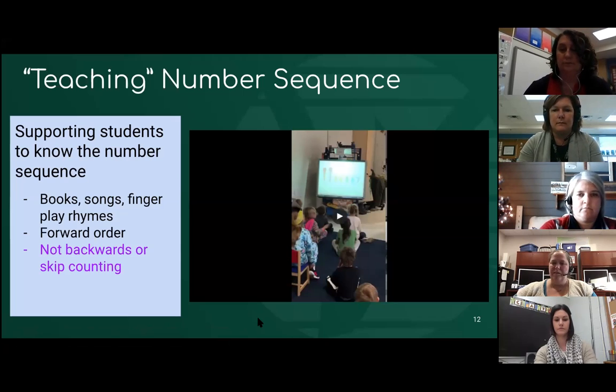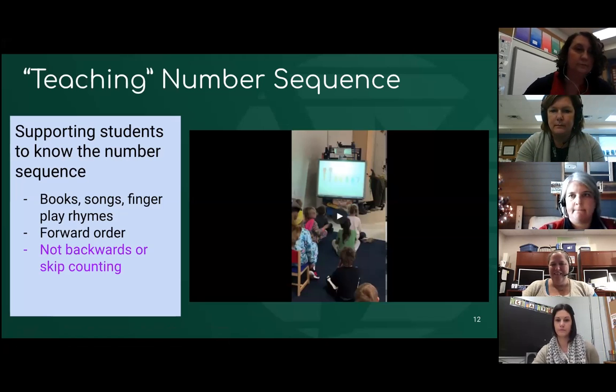Just give everybody a moment to put something up in there. Your favorite book, finger play, song. I think another one that we did, that I've done with my kids that they really liked, was the 1, 2, 3, 4, 5. Once I caught a fish alive. 6, 7, 8, 9, 10. Yeah.